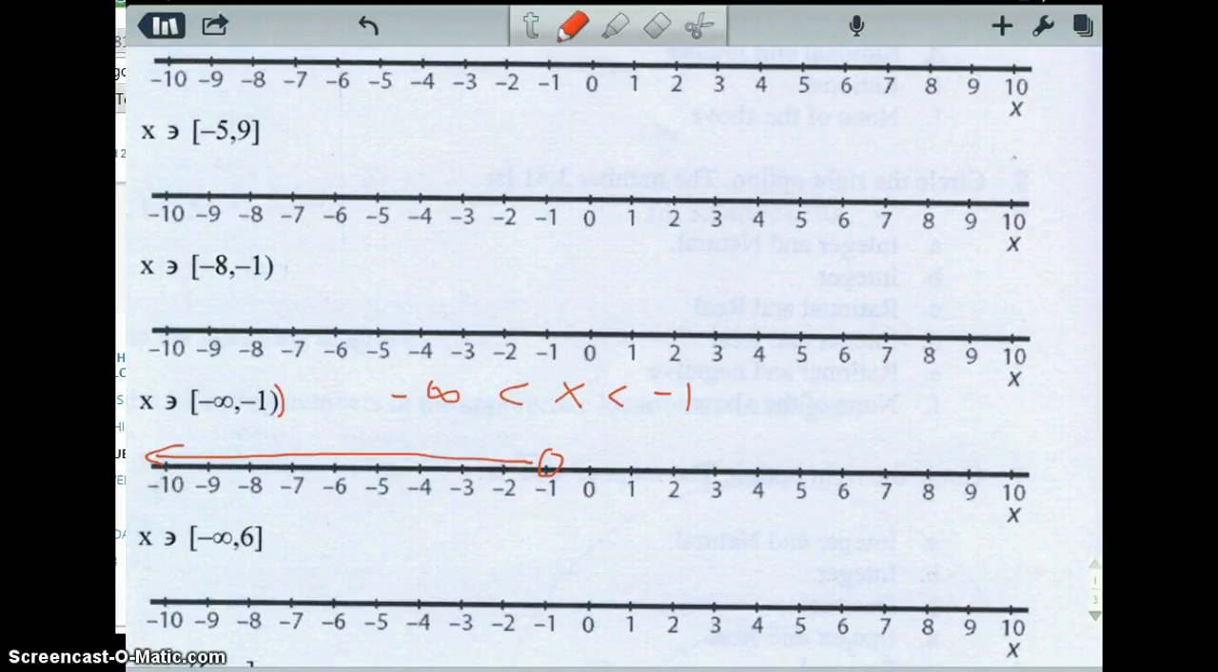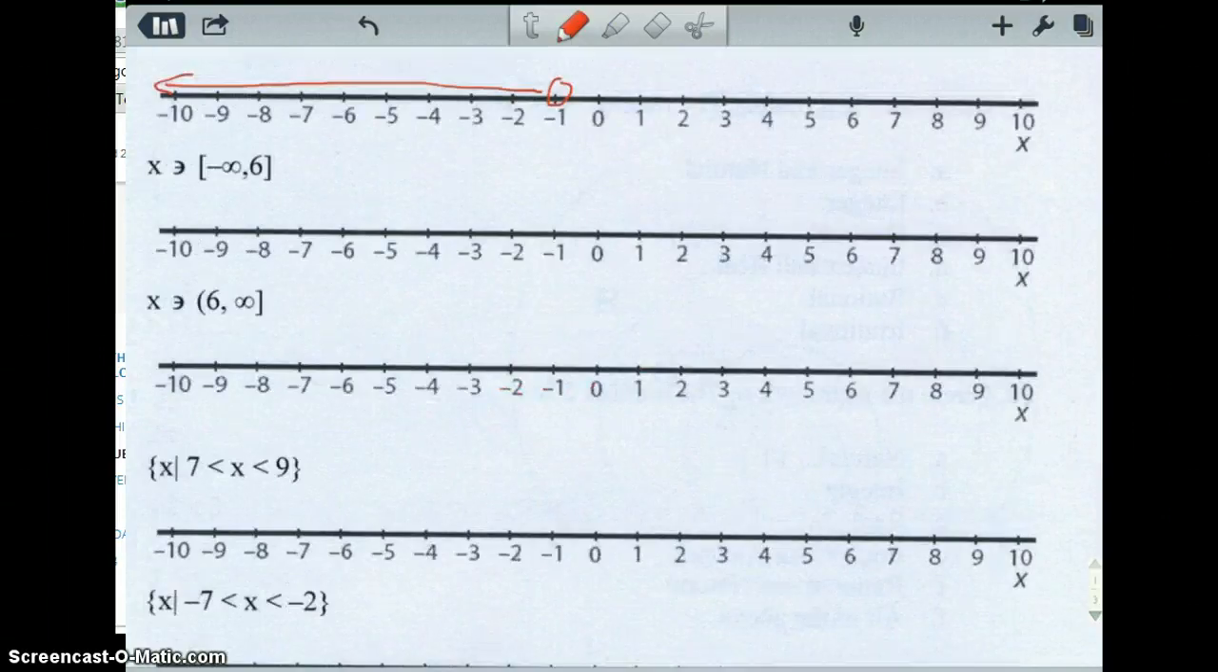Okay? Let's take this last one just to make sure you know what's going on. So if you have x is between 6 and infinity, we would put a circle around the 6. Infinity is way out there. Okay? So does it include 6 or not? Well, it's the round parentheses. So round parentheses means it does not include the 6, so we leave the circle open.